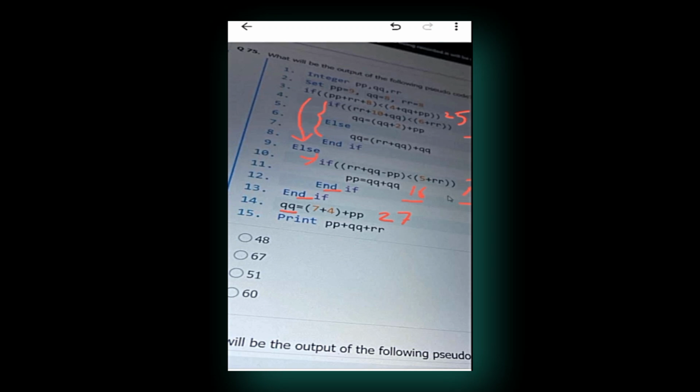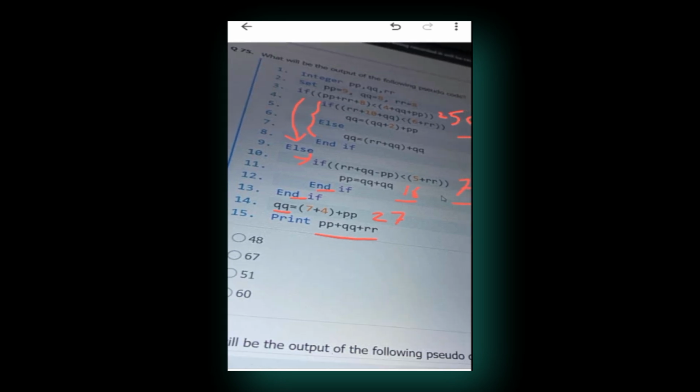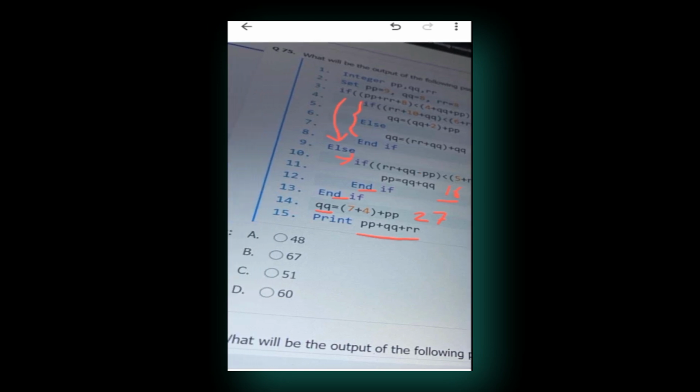So what will be the answer? That is p plus q plus r. So the value of p was 16 plus q was 27. So 16 plus 27 becomes 43 plus r is 8. So 43 plus 8 becomes 51. So the answer is 51. So the correct answer will be option C.